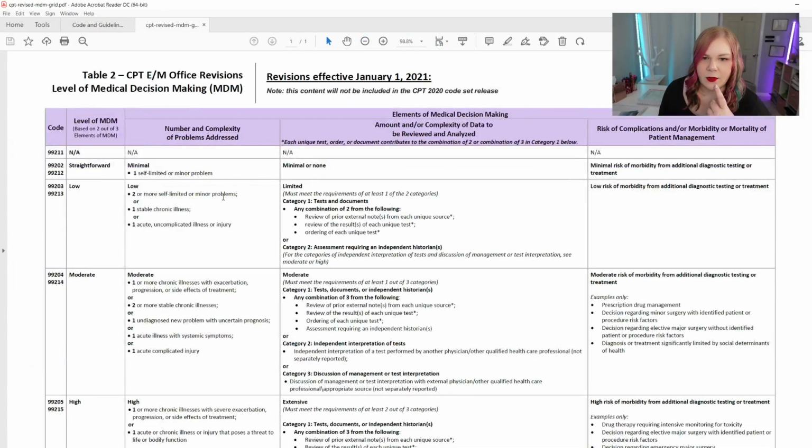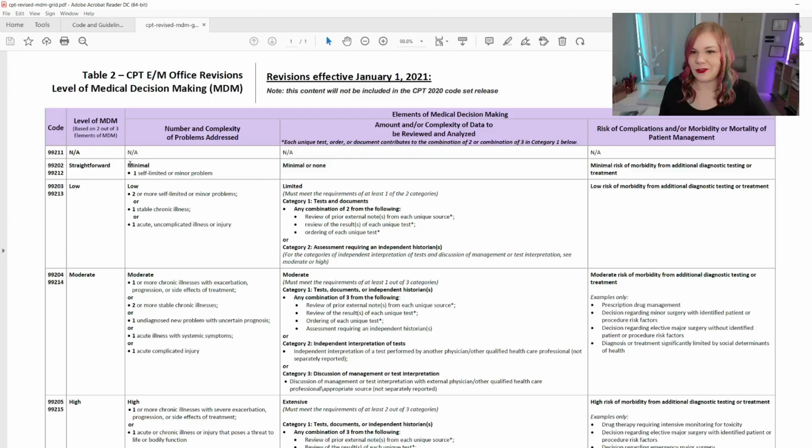So in order to hit that level 3, we could have a patient that just has one stable chronic illness and is low risk, or we could review and order a test and they're low risk, or they could just have one acute uncomplicated illness or injury, maybe a urinary tract infection, and we ran some different testing on them, 2 different types of tests, or reviewed one test and ordered another test, and that would count for a level 3 service. Now, when we start getting into some situations where we have that acute injury, but it's complicated and we're doing prescription drug management, that's when we might start thinking it's a level 4 level of service.